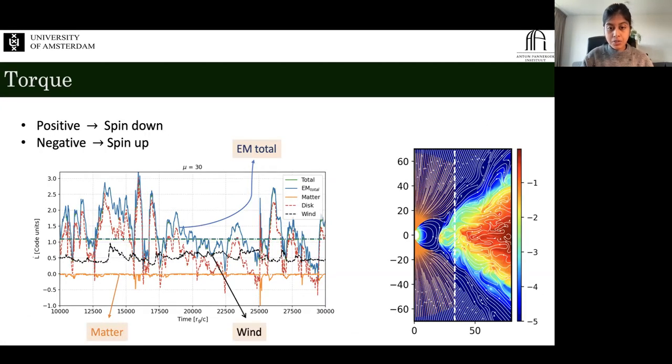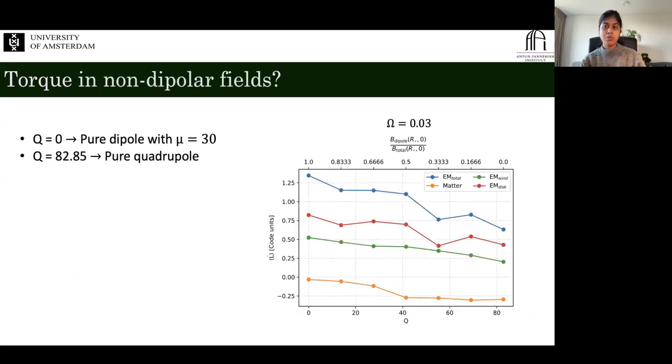And in order to get a bit more info on this, we basically looked into the angular momentum transport in the disk. Now, before I go into the total angular momentum transport in the disk, we also looked into how the torques look like in non-dipolar fields.